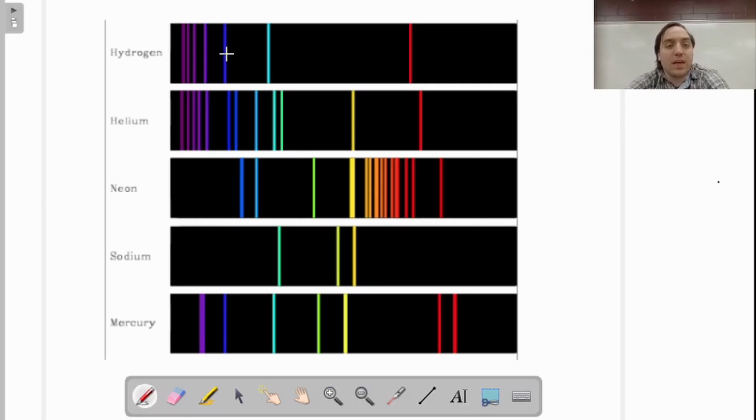Every hydrogen we look at has this emission spectrum. Every helium we look at has this emission spectrum. Neon, sodium, and so on. And it always comes in these colors of light.